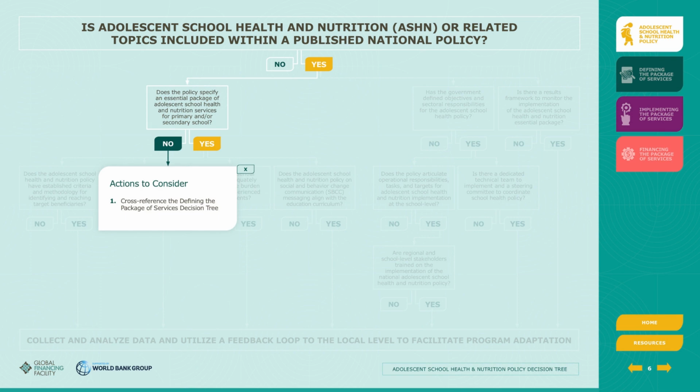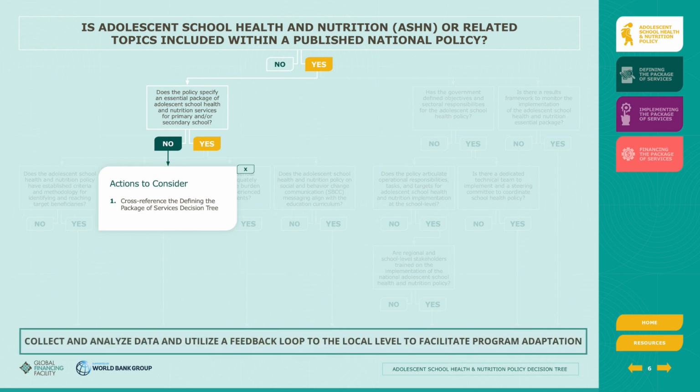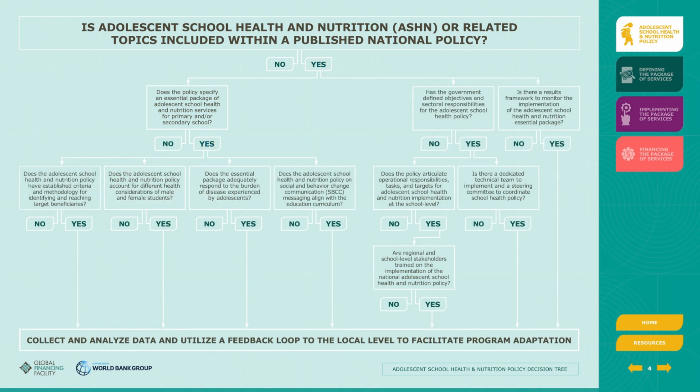Most decision trees have multiple trains, which all culminate with the same endpoint: a focus on programmatic monitoring and evaluation of school health and nutrition activities under implementation. The suggested actions to consider are tailored by the decision tree. Users of these tools can easily jump to another decision tree by clicking on the tabs in the right-hand column. Similarly, practitioners can find relevant resources for each decision tree by clicking on the Resources button within each decision tree.